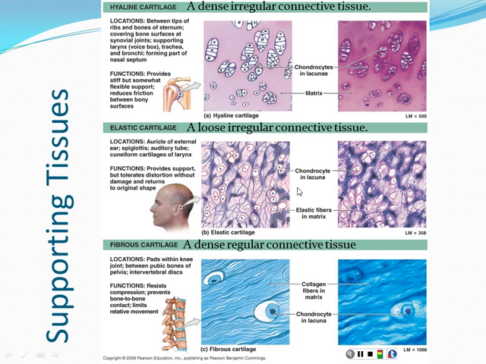So just like connective tissue proper, we can classify these using the same words. Hyaline cartilage is a dense, irregular. Elastic is a loose, irregular because it's not as tightly packed. And then fibrous cartilage is a dense, regular. But in lab, what we're going to be learning is how to identify the actual tissue type. So that this is hyaline, this is elastic, and this is fibrous cartilage. All right.